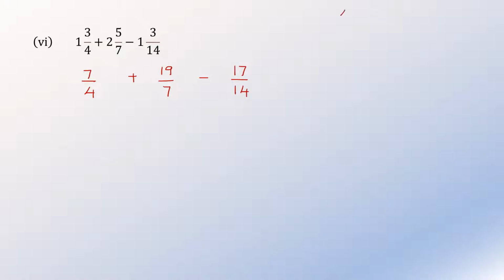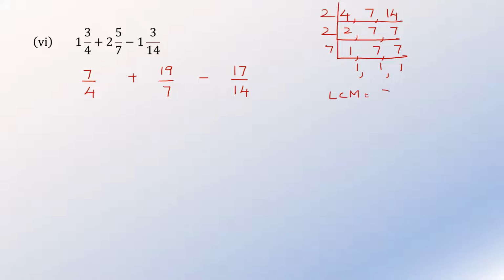Let's find the LCM. 4, 7 and 14 by 2. 2 twos are 4. I bring down 7. 2 sevens are 14. 2, 1. I bring down 7. Now I go on to 7. 1, 7 ones are 7. 7 ones are 7. So the LCM is 2 into 2 into 7. 2 twos are 4. 4 into 7 is 4 sevens are 28. So the LCM is 28.